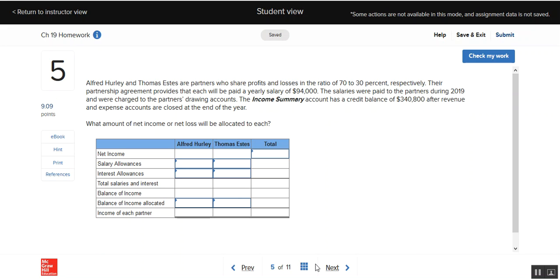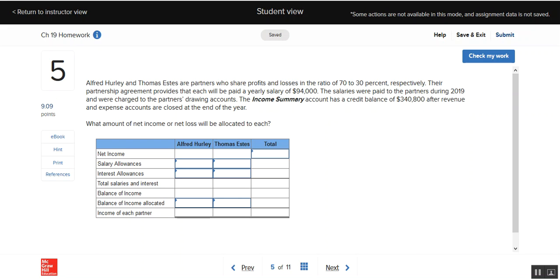It says Alfred Hurley and Thomas Estes are partners who share profits and losses at the ratio of 70-30. Their partnership agreement says that they each get a salary of $94,000. The salaries are paid to the partners during 2019 and were charged to the partners' drawing accounts. It says the income summary account has a credit balance of $340,800 after revenue and expenses are closed at the end of the year. Then what amount of net income or net loss will be allocated to each?